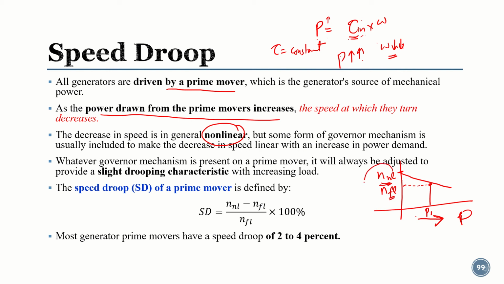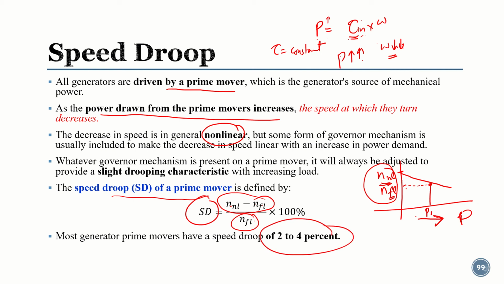So we will have the speed droop. Speed droop of a prime mover is defined as the no load speed minus the full load speed, divided by the full load speed. Usually the speed droop is 2 to 4%.